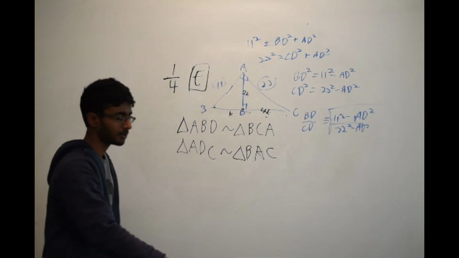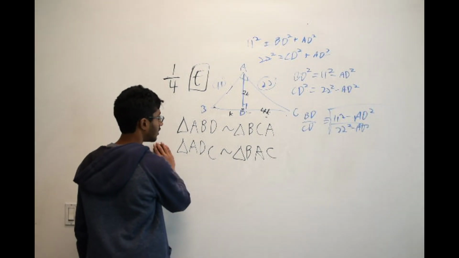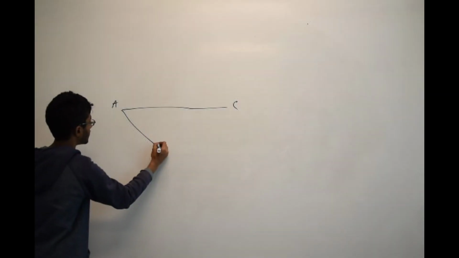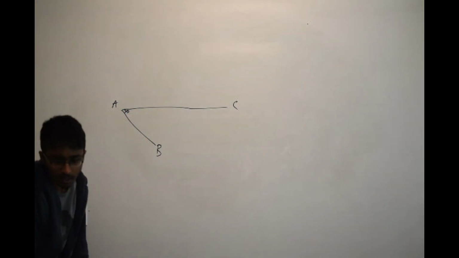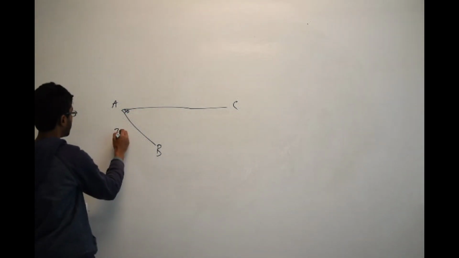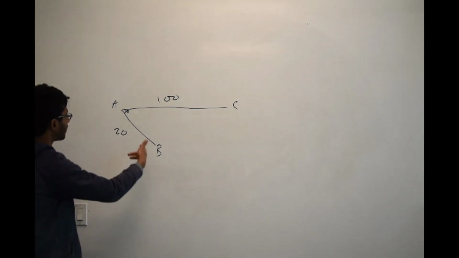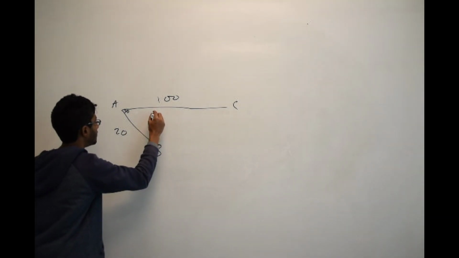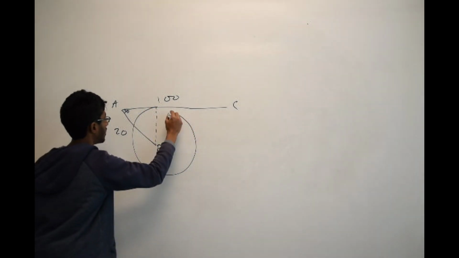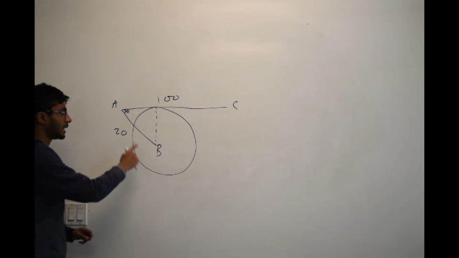Okay, so I'm going to erase this. Which intersects at a 30-degree angle. And you know that AB is 20, AC is 100. And you want to use B as the center of a circle so that it's tangent to AC. And your goal is to find the diameter of this circle.